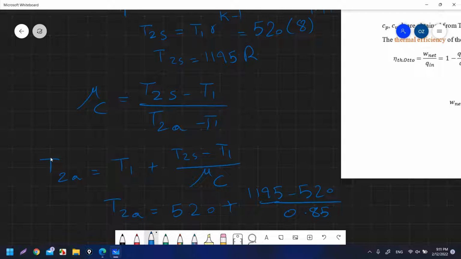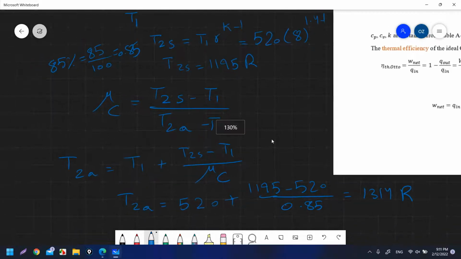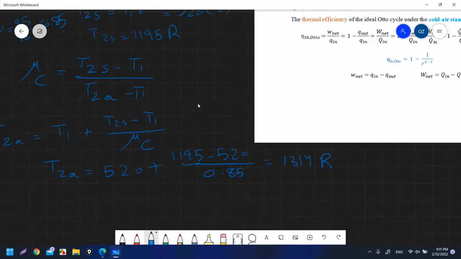Don't write it 85%, put it 0.85. If he gave you 85% in the question, it means 85 over 100, and if you type 85 over 100 in the calculator, it will give you 0.85. So this will give you 1314 Rankine. Okay, that is T2A.